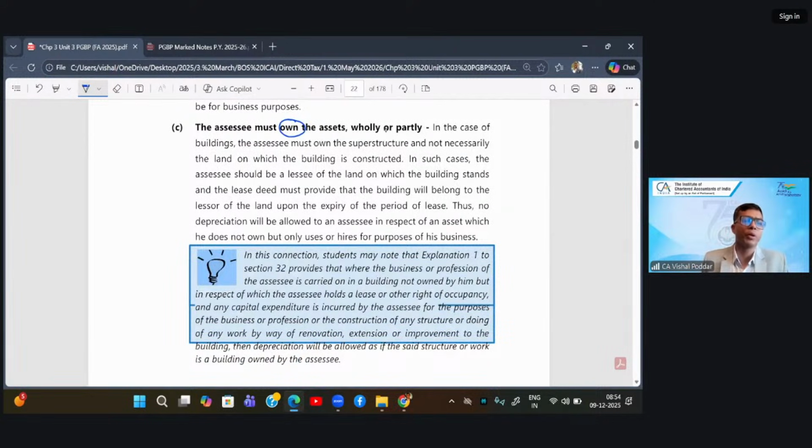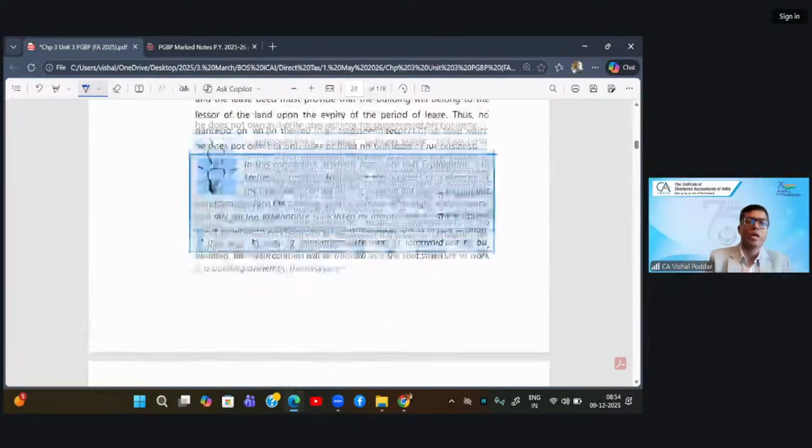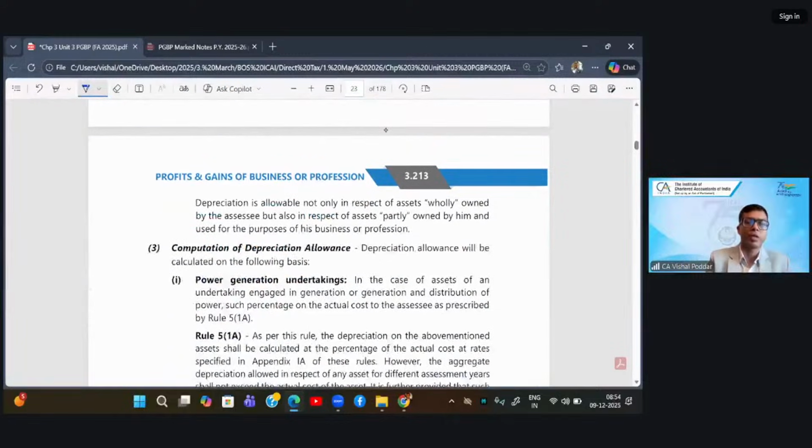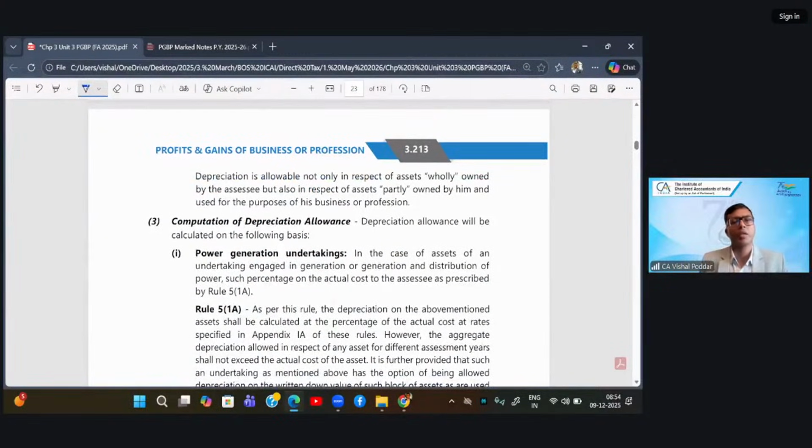Next, obviously, you should be the owner of the asset. So for claiming depreciation, only when you are the owner, you can claim depreciation. If you're not the owner, you cannot claim depreciation. In this, there is one important exception. Now this point will be covered later in an explanation, but since we are at this point, I'm covering it here.